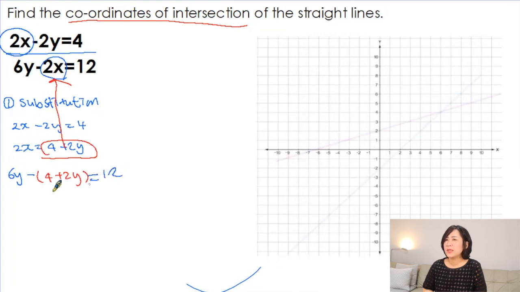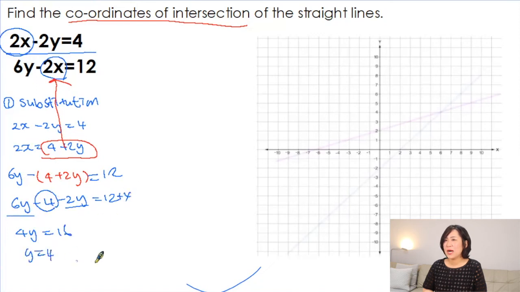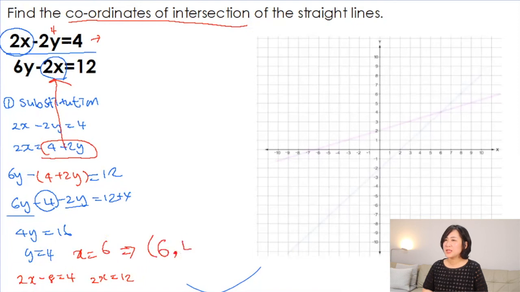So now we come up with our new equation with only one variable. 6y minus 4 minus 2y equals 12. So you've got 4y that gives you 16. So y equals 4. Then for x, let's put the 4 inside one of the equations. So 2x minus 8 gives you 4. Then 2x is 12, so we can find our x. x is 6. So now we come up with our solution for the simultaneous equations. That is 6, 4.